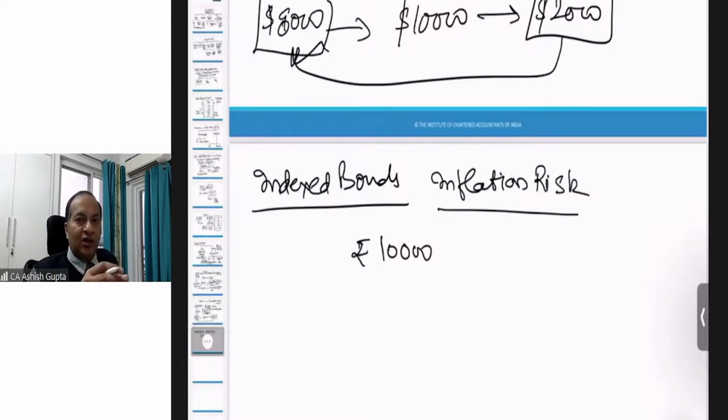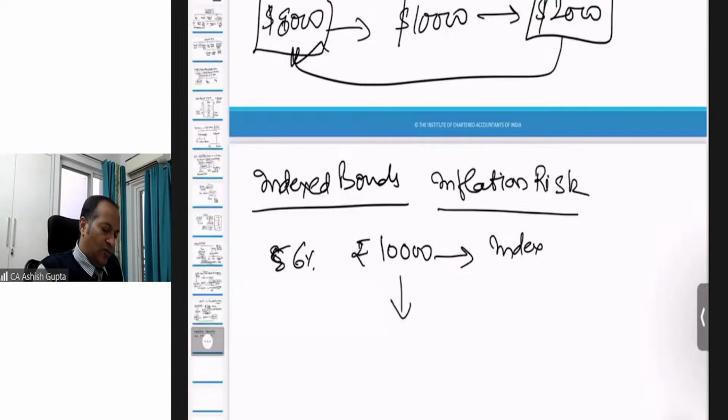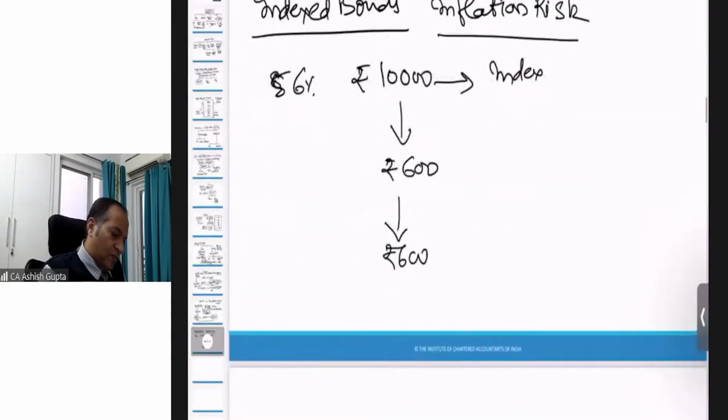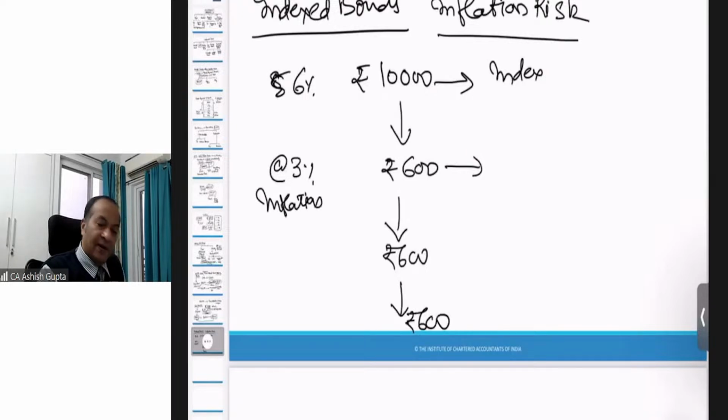Now, a company has issued a bond of, say, 10,000, at 5 or 6%. So at the time of the first interest payment the amount comes to 600, then again 600, then 600. So these are the three payments. Now suppose inflation is there, say at the rate of 3%. Then what will happen? This 600 value will be less.